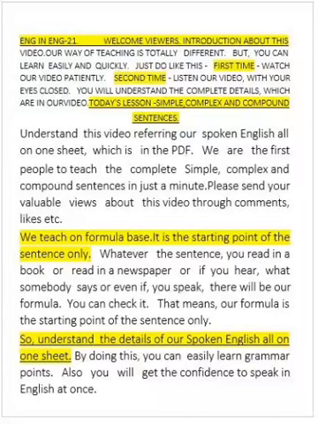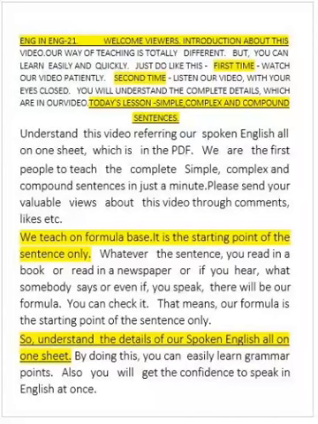So, understand the details of our Spoken English All on One Sheet. By doing this, you can easily learn grammar points. Also, you will get the confidence to speak in English at once.